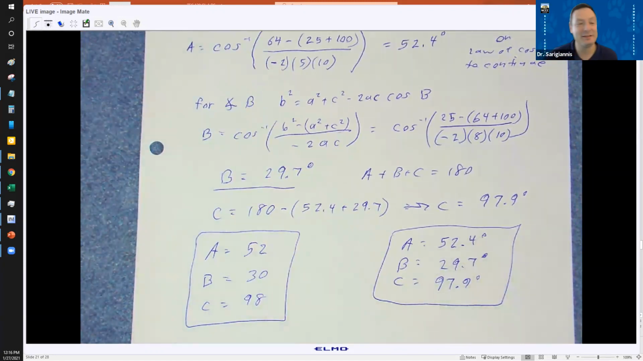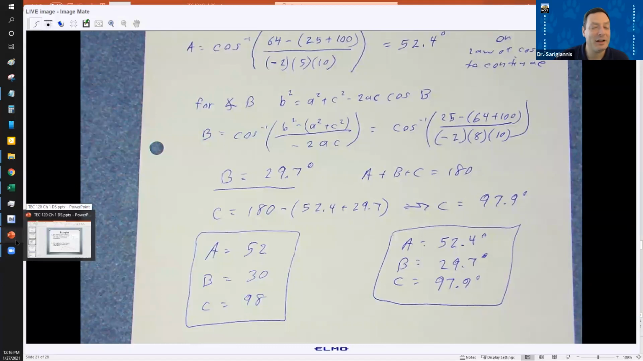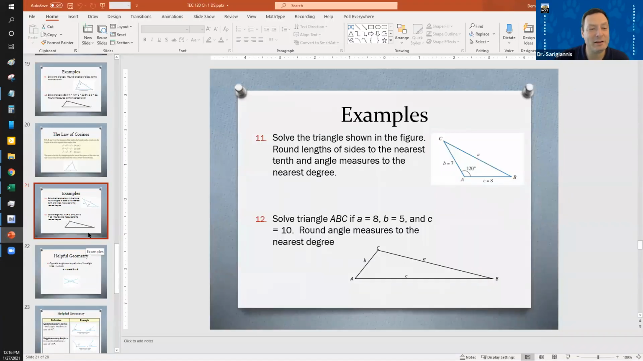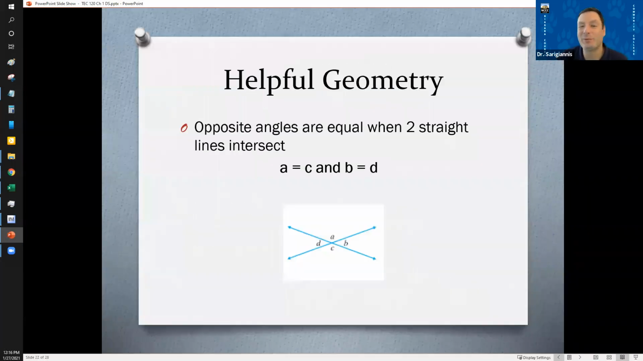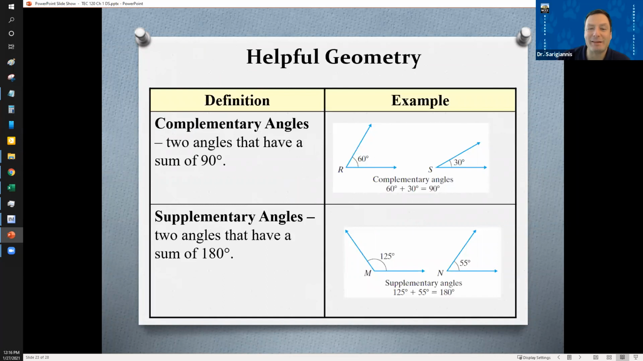Okay, so that is basically all the examples. The other thing I did for module 1 is in these slides, for chapter 1 slides, at the end here, there's some other helpful geometry. So this is all in your textbook, but I put it in here as well because some people like to have it in their slides. A equals C and B equals D if you have two straight line intersections. The opposite angles are the same. Here are your complementary and supplementary angles adding up to either 90 or 180.